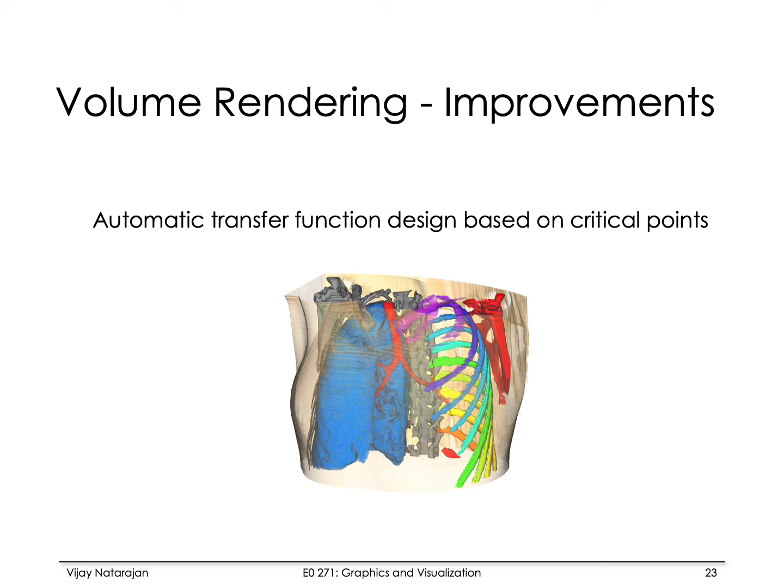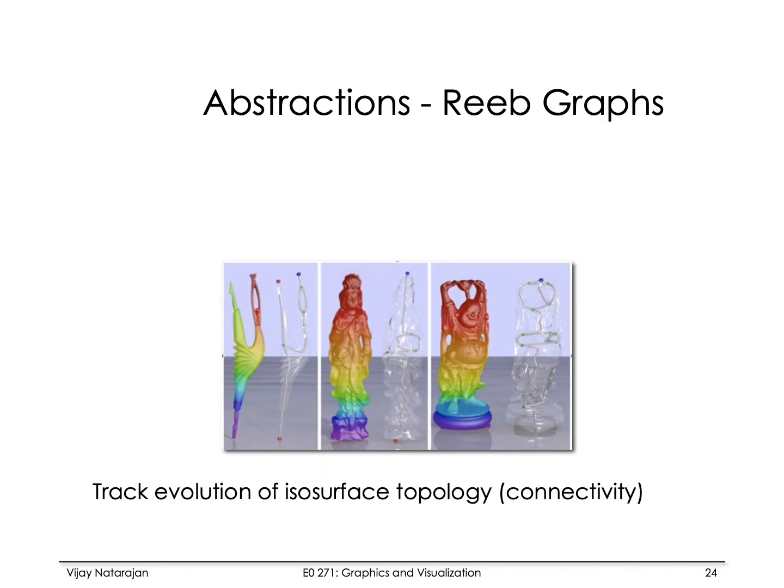Critical points of the scalar function can be used to highlight interesting features in the volume. This has also been explored to design automatic transfer functions which highlight or assign higher opacity to critical values. Contour trees that we saw in the lectures on contour propagation, and their generalization called Reeb graphs, have also been used to design efficient and useful transfer functions.